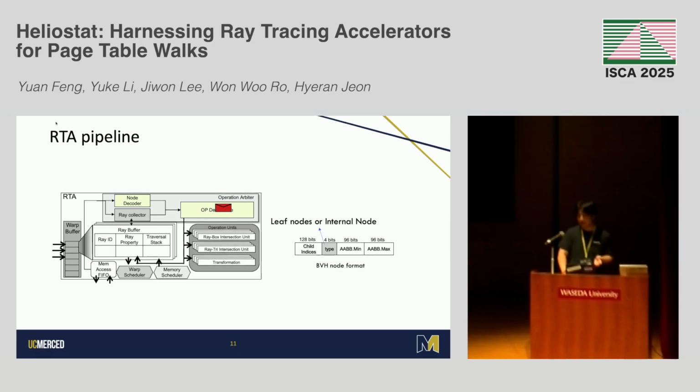This traversal will be triggered recursively until it finds the closest hit, which is in a leaf node. And then the intersection task will be done between the ray and the primitives. This process will also be performed recursively until we find the closest hit primitive.